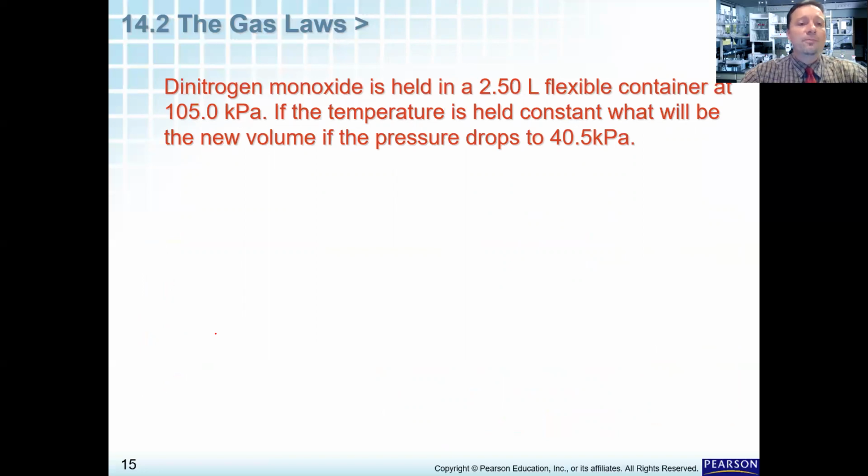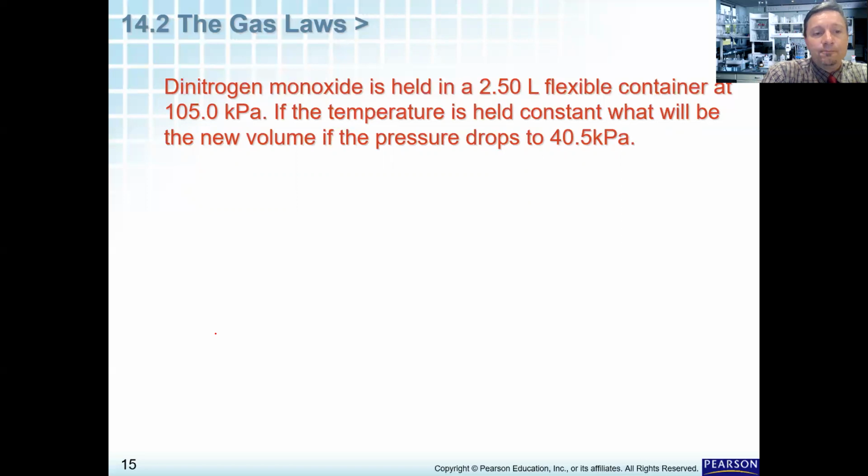So we have here dinitrogen monoxide is held in a 2.5 liter flexible container at 105.0 kilopascals. If the temperature is held constant, what will be the new volume if the pressure drops to 40.5 kilopascals? So once again, I write down everything that's given. When I look at this, it tells me the temperature is constant. So that's what alerts me that this is actually Boyle's Law. I don't have to worry about temperature.